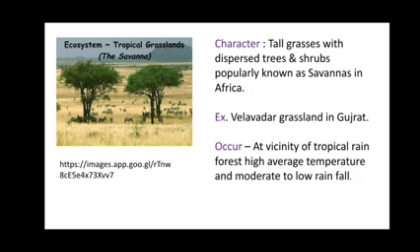Here there are tall grasses with dispersed trees and shrubs, popularly known as savannas in Africa. An example is the Velavandar grassland in Gujarat. They occur in the vicinity of tropical rain forest, with high average temperature and moderate to low rainfall. The characteristic of this grassland is tall grasses with dispersed trees and shrubs. Because of this, it is a great hunting ground for predators.